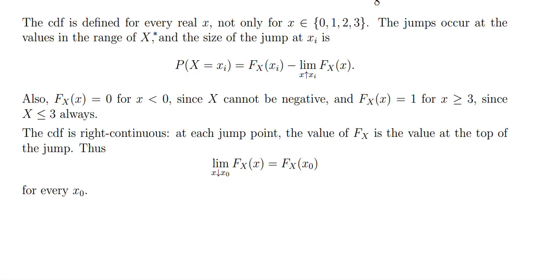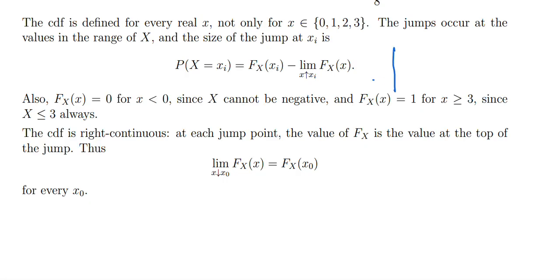Now the CDF is defined for real numbers x, not only for x belonging to 0, 1, 2, 3. The jumps occur at the values in the range of X, and the size of the jump at x_i is the probability of X equals x_i, which is F_X(x_i) minus the limit as x approaches x_i from the left of F_X(x).